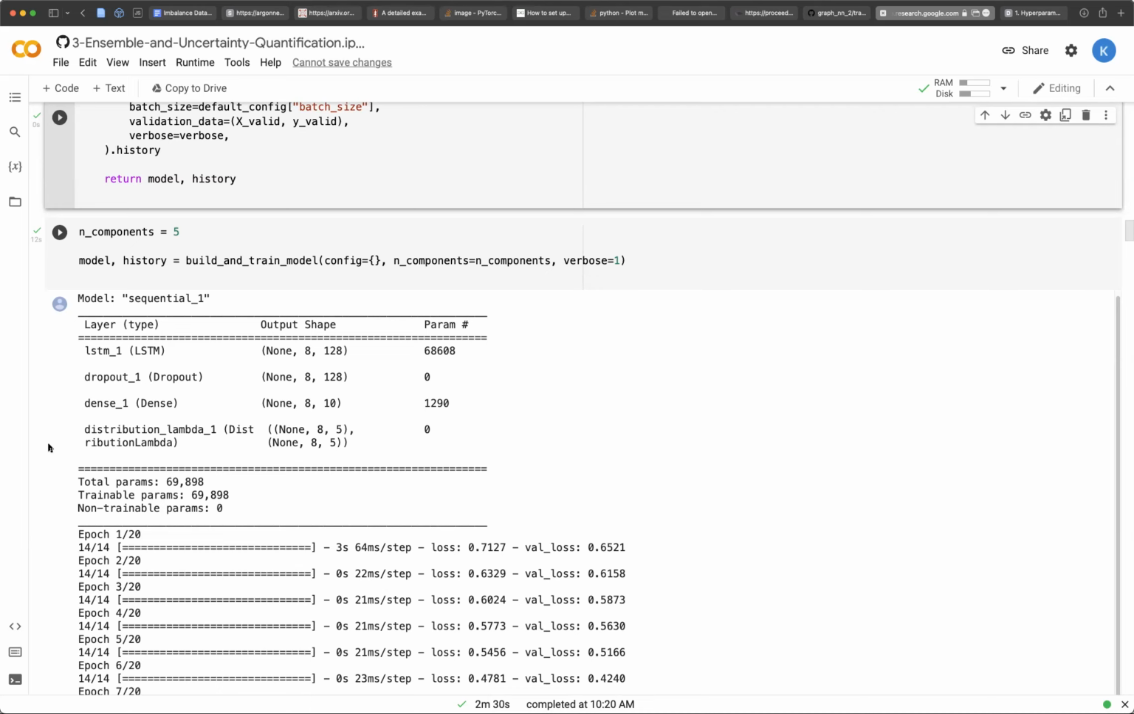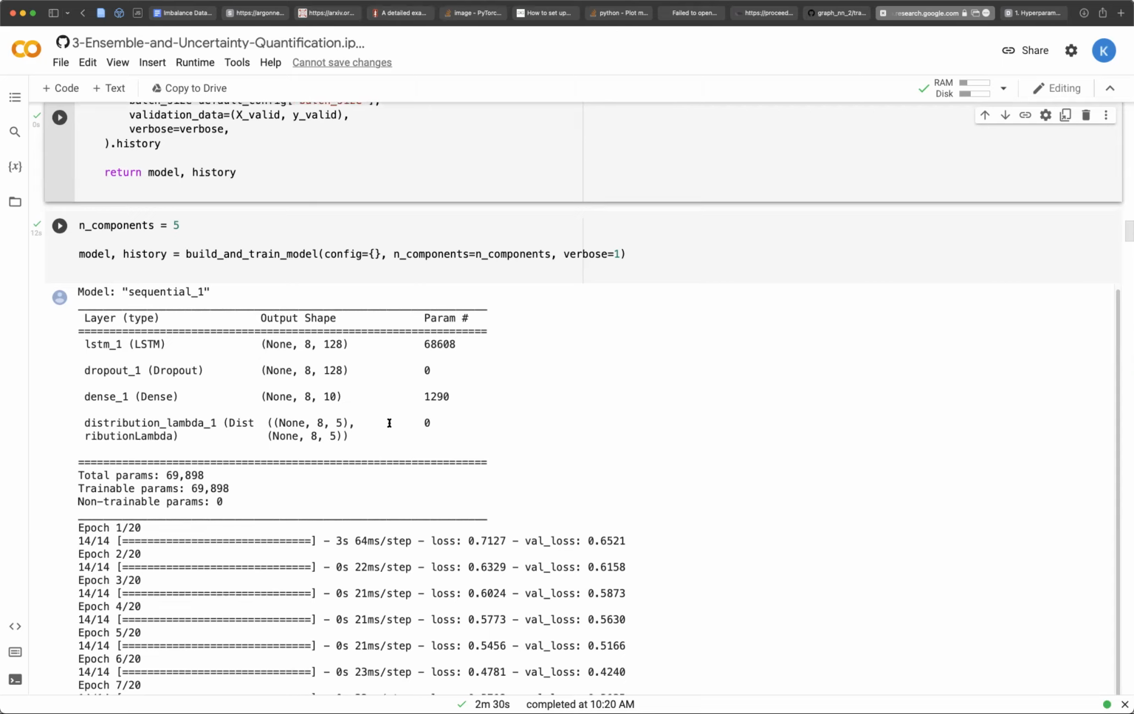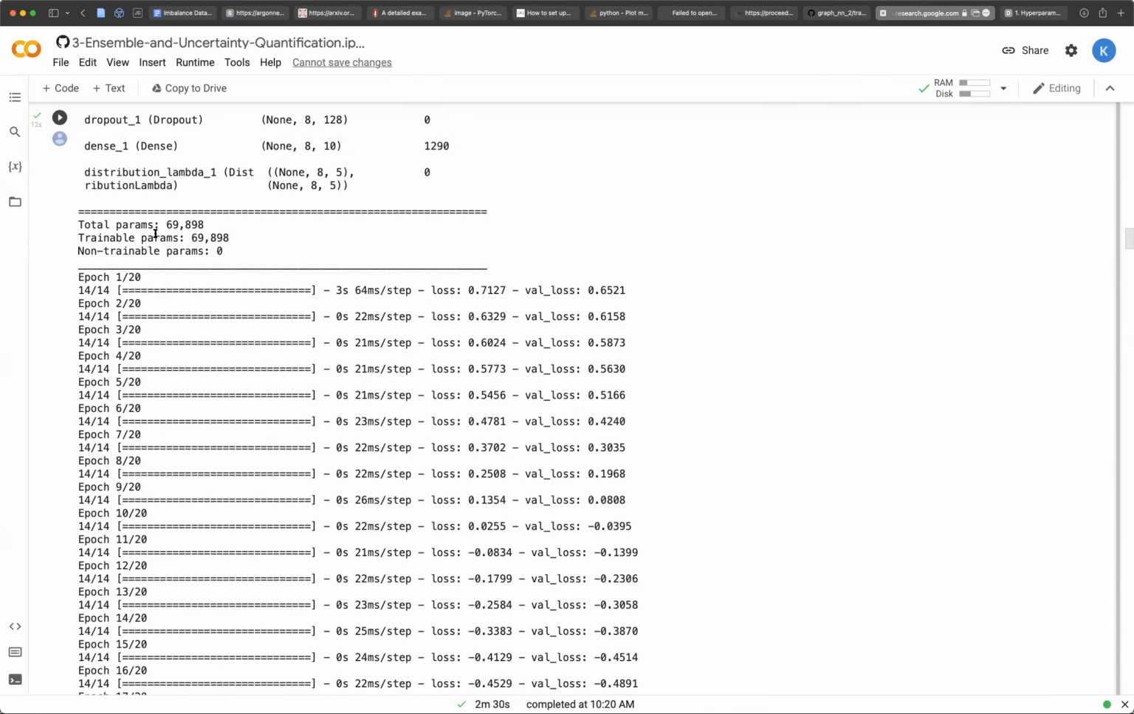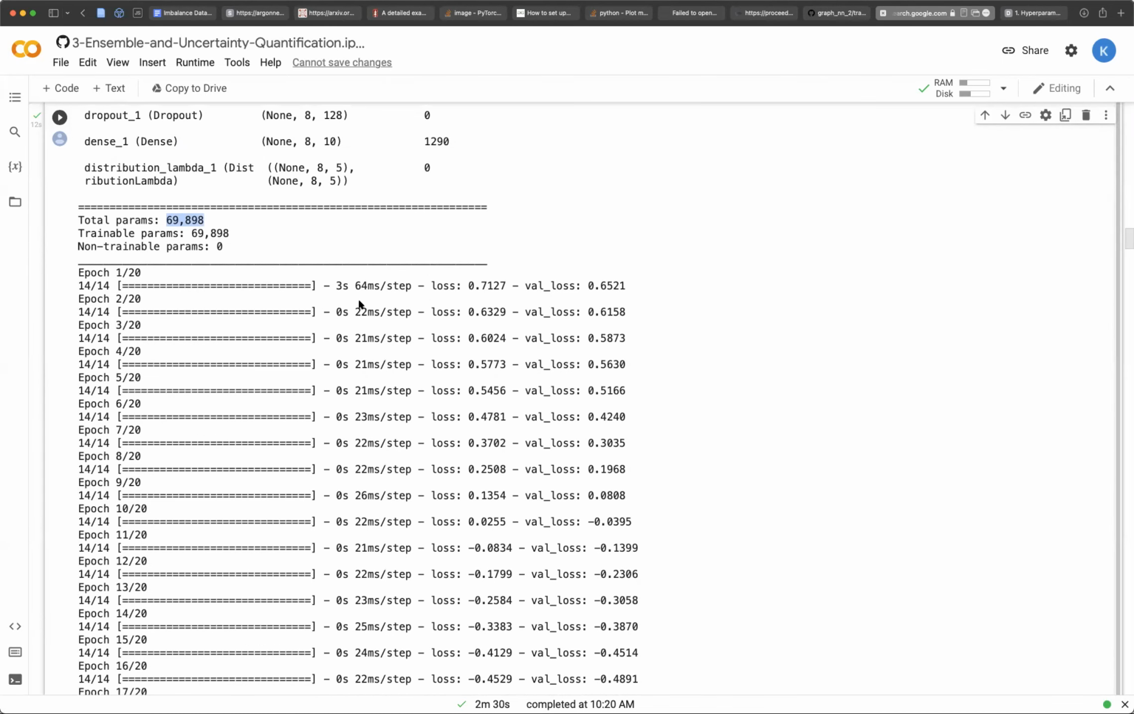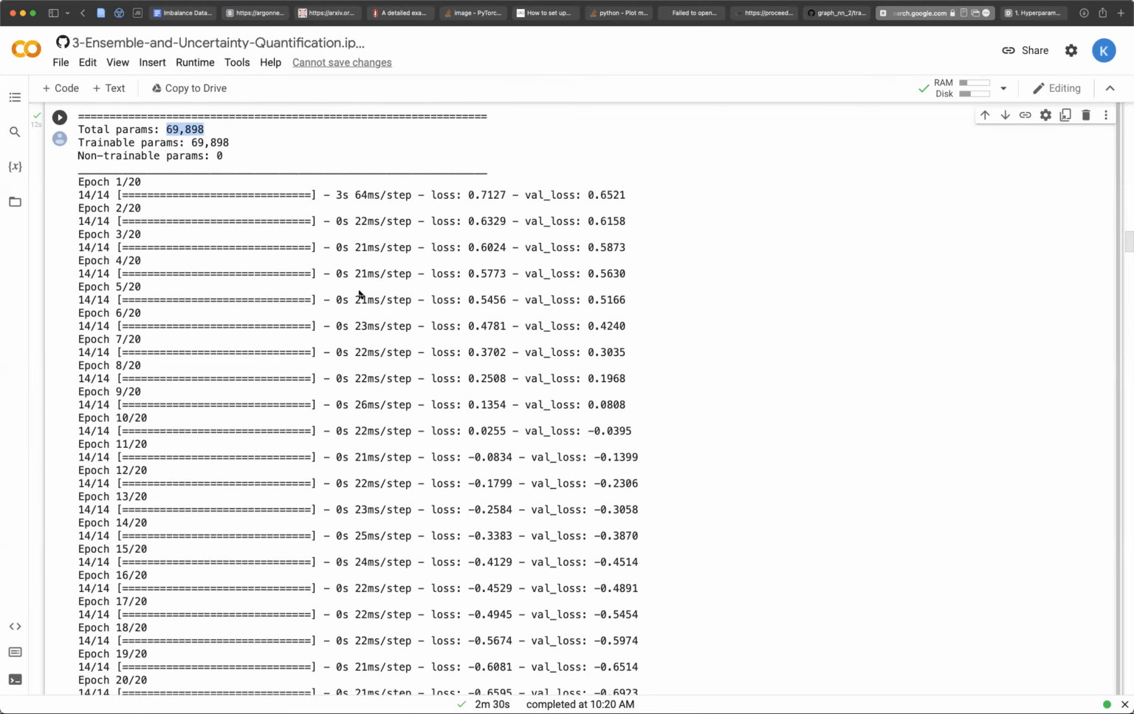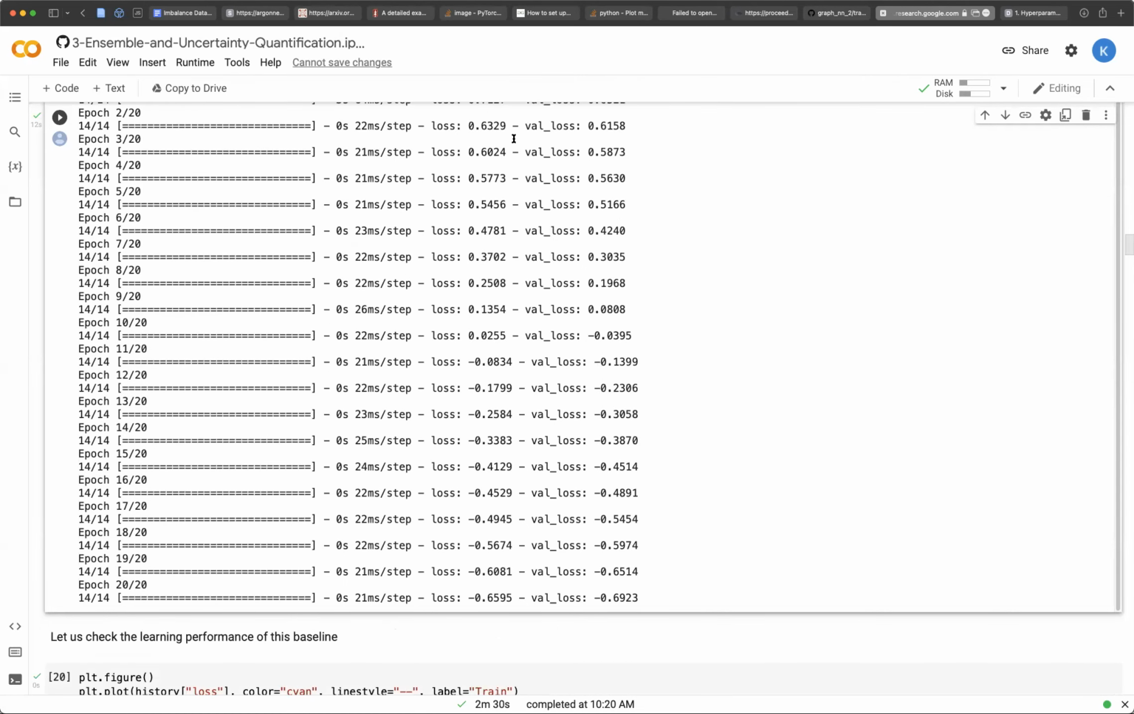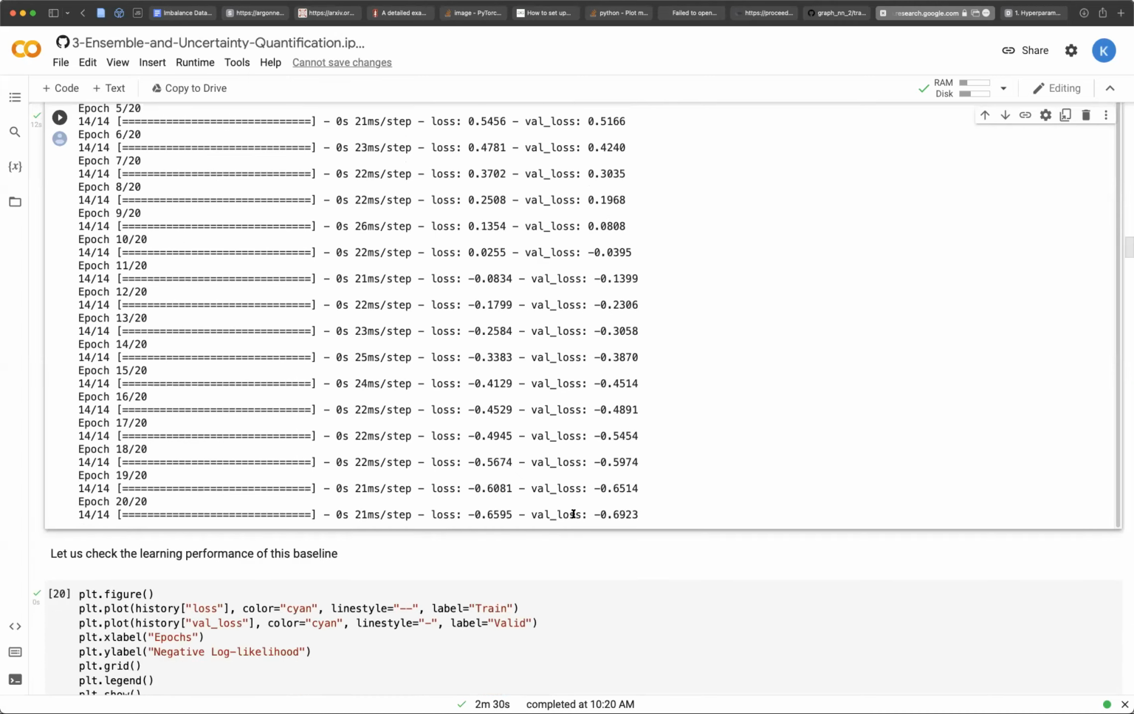The only step that gets added is this one, in which you are predicting mean as well as standard deviation. This one has about 69,000 parameters, and then when you run through 20 epochs of this, the loss nicely goes down, the validation loss goes down as well.